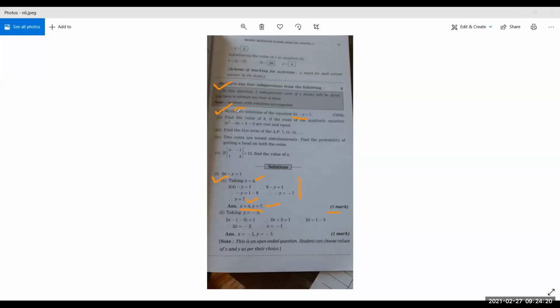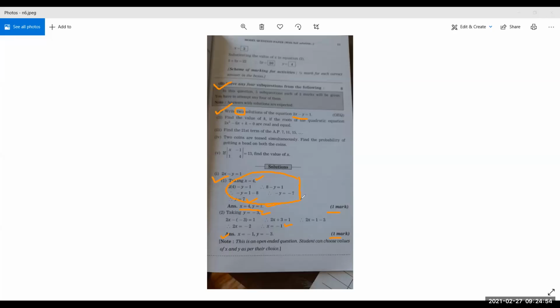Again, this was 1 solution. We have to find 2 solutions here. So again, according to your choice, take either x equals something or y equals something. So here they have taken y equals minus 3. And after solving, they got x equals minus 1. So this is your next solution. For writing this one, you have got the next 1 mark. But someone will say, if we do not find it out, will we not get even half marks? Definitely you will get. Whatever we have written here, this one.